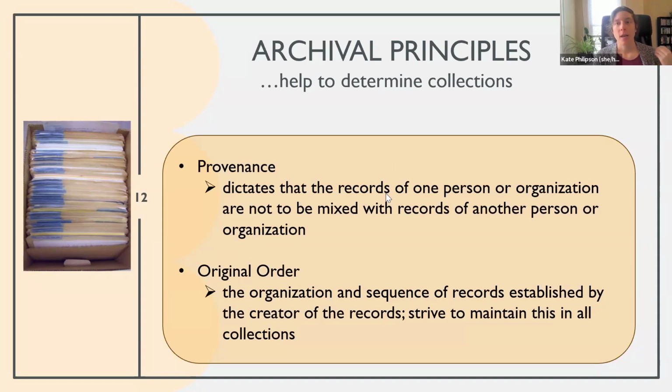So with provenance, this first principle, it just states that a collection is usually designated or defined by the records of one person or organization. You don't really want to mix them up with someone else's records. That is going to help preserve the context. Original order says that the organization and sequence of the records was established by the creator of the records. Again, this could be a person, it could be an organization or business, it could be a government, it could be a family sometimes. However those things are arranged and organized and set in place, you're hoping to preserve and maintain that order.